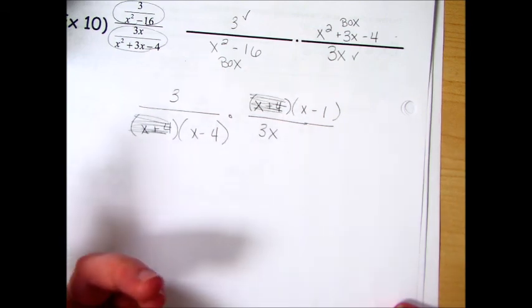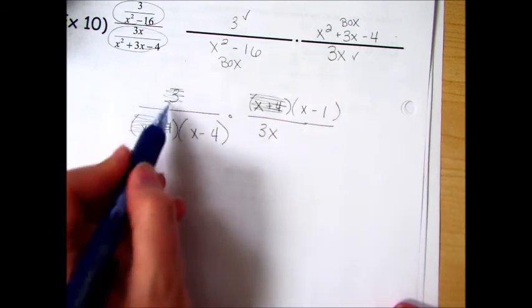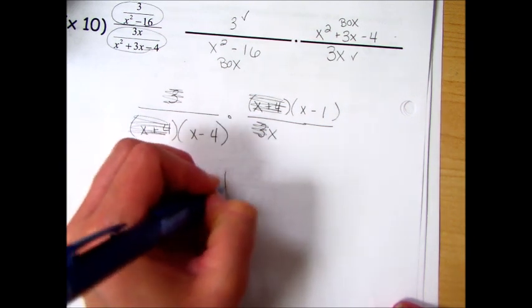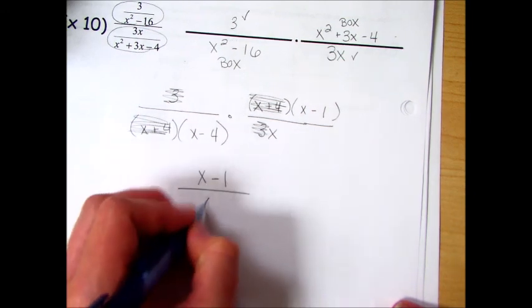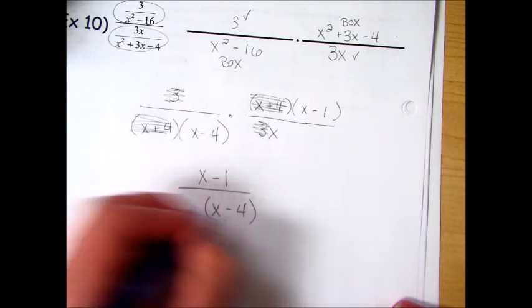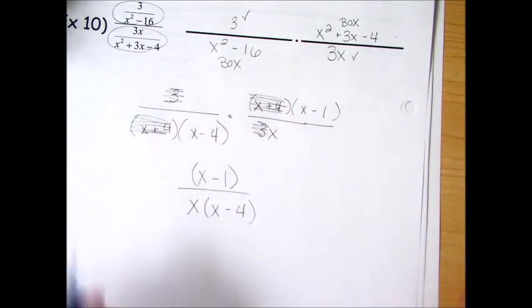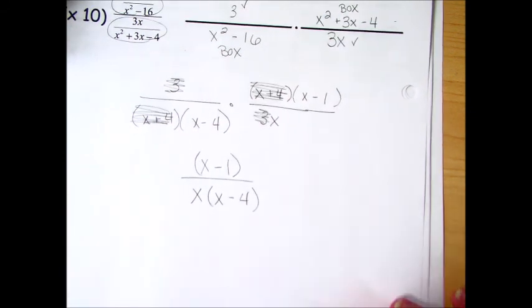Those cancel. I do have a monomial of 3 on the top and a monomial of 3 on the bottom. Those cancel. And that's it. So my top is x minus 1. The bottom is an x minus 4 and an x on the outside. You can keep the parentheses around that x minus 1. That's fine. It might actually help you see it.